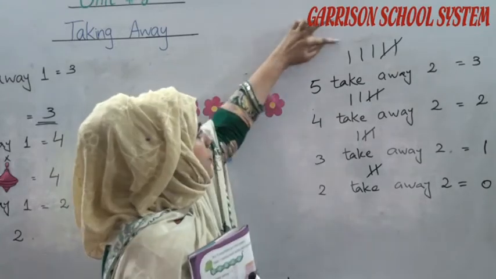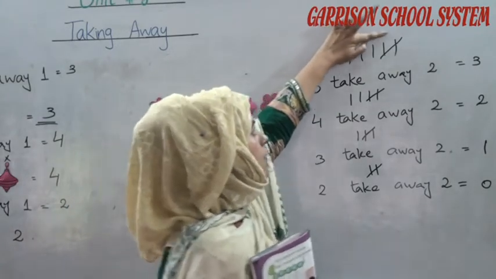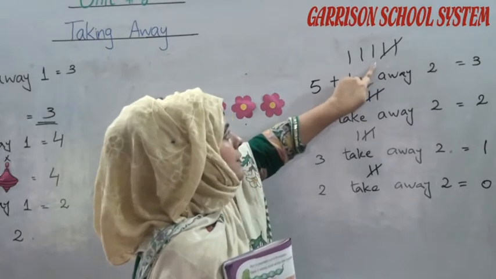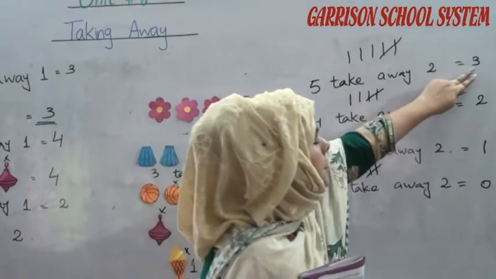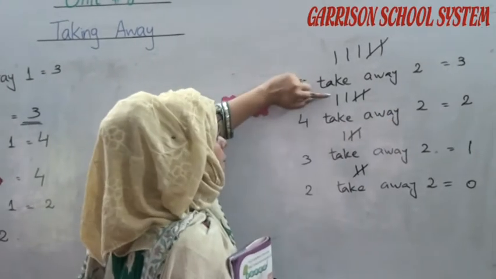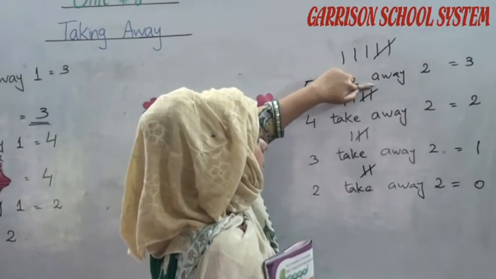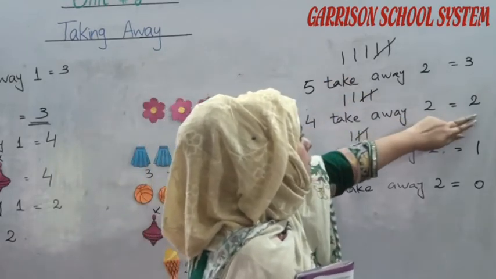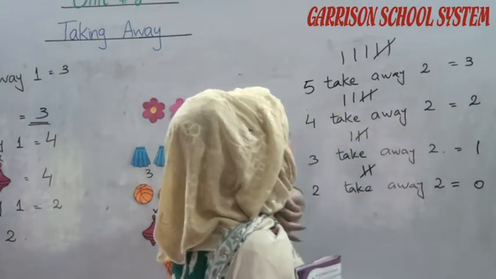Okay. First 1, 2, 3, 4, 5. We have taken away 2. So कितने रह गए हमारे पास? 1, 2, 3. We will be left with 3. We have 1, 2, 3, 4 counters. We have taken away 2. So how much we will be left with? We will be left with 2.